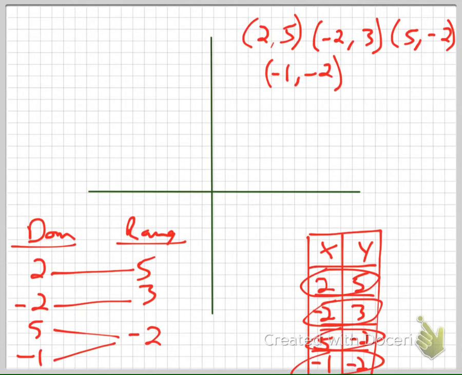Okay. The last one is for us to actually graph it on the coordinate plane. That would be a 2, 5 here. That would be a -2, 3 here. A 5, -2, and a -1, -2. So that's simple. Make sense? Question? On the domain range, so then it's wrong to put -2 twice? Yes. Don't do that.